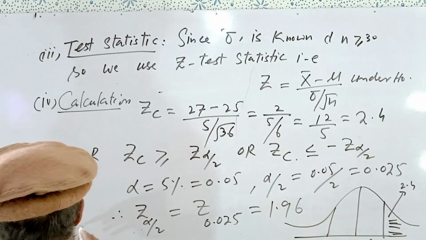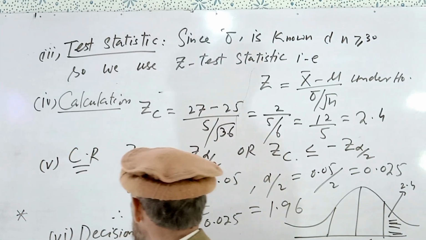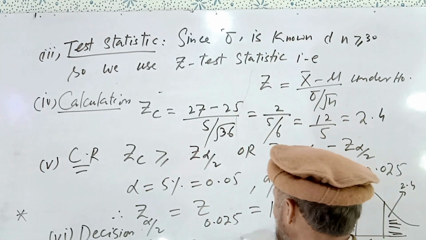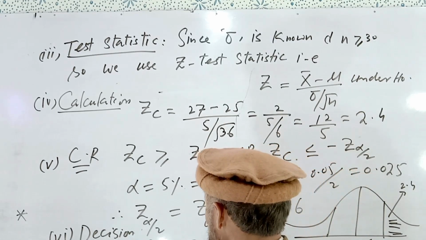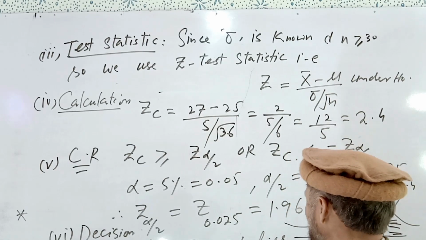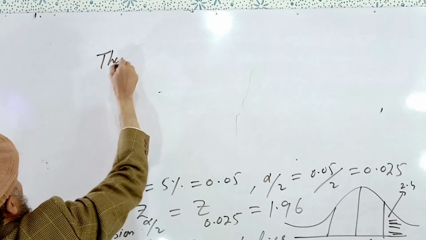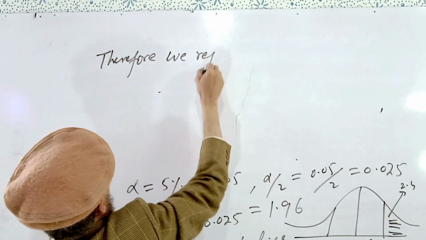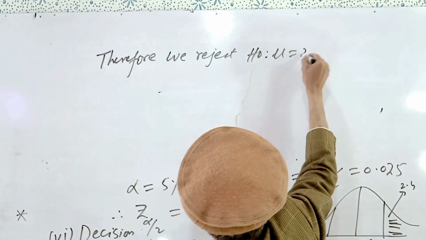Number 6, we use the decision. Since Zc, that is 2.4, lies in the rejection region, therefore we reject H naught, that is mu is equal to 25.